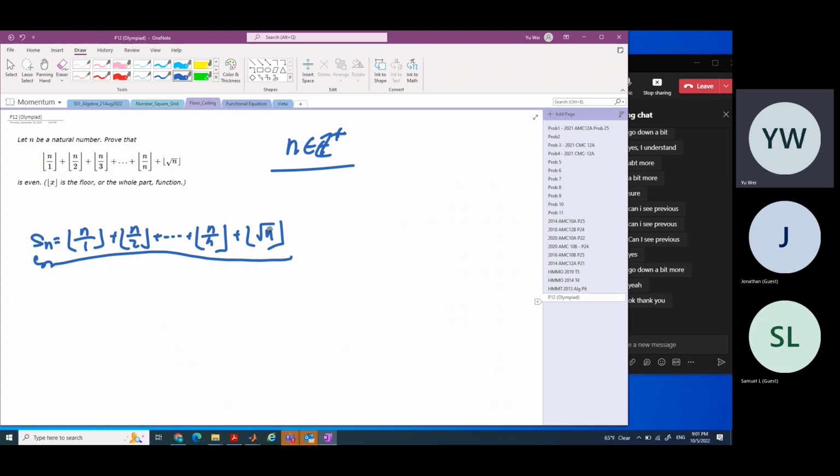You can think about when we change from n to n plus 1: n plus 1 over 1, then plus n plus 1 over 2, plus ..., then plus n plus 1 over n, plus n plus 1 over n plus 1.